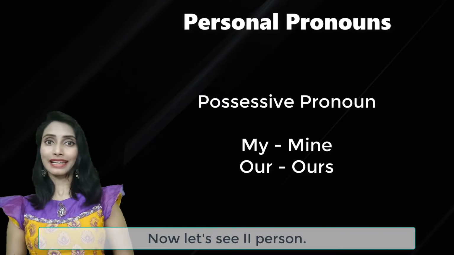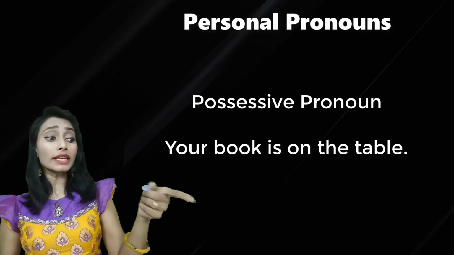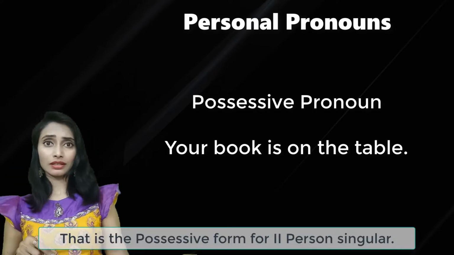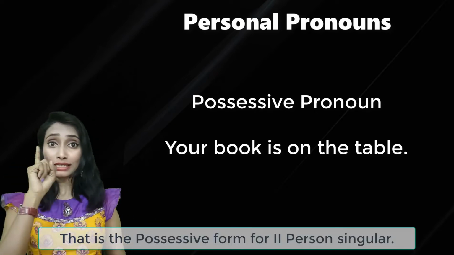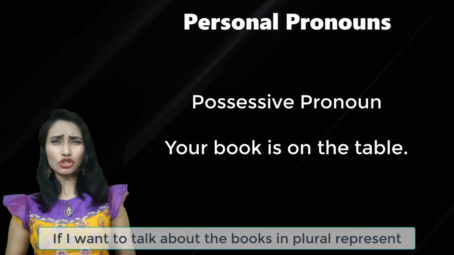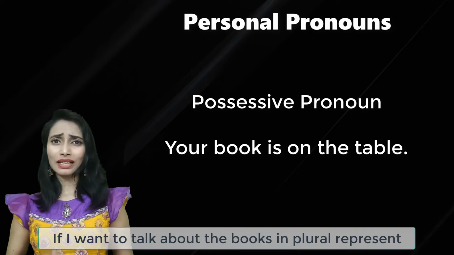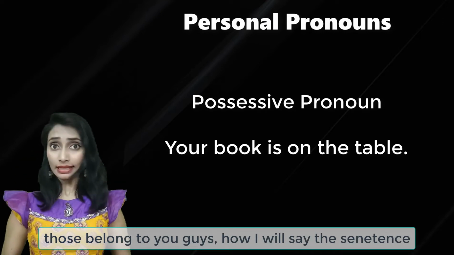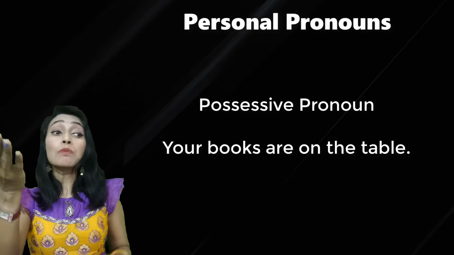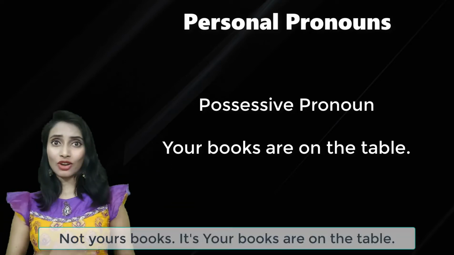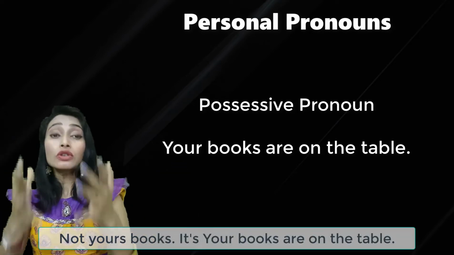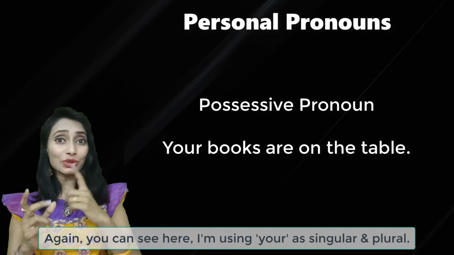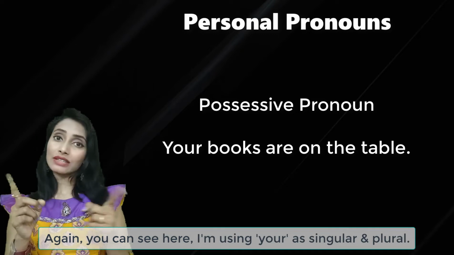Now let's see second person. Your book is on the table. Whose book? Your book is on the table. That is the possessive form for second person, singular. Now if you want to talk about the books in plural to represent they belong to you guys, how will I say the sentence? Your books are on the table, not yours books. It's your books are on the table. Again, you can see here, I'm using your for singular as well as plural.